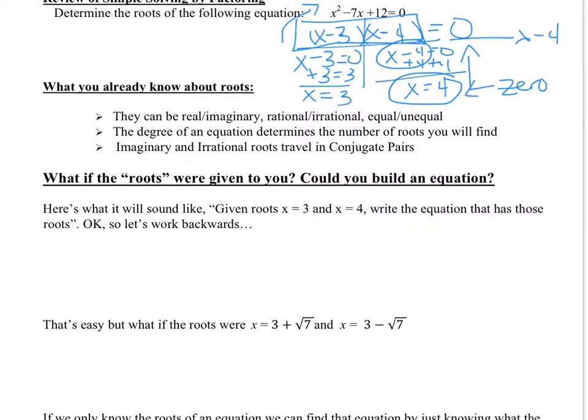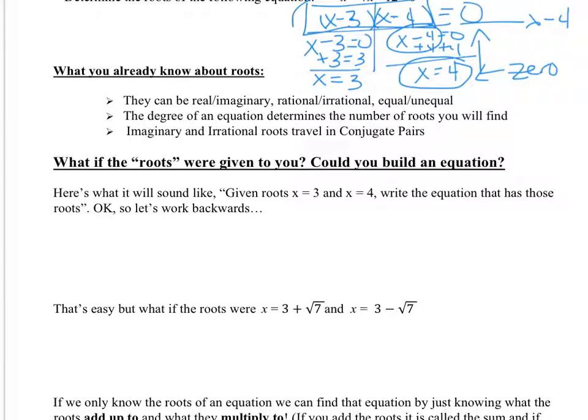Okay, so you already know that roots can be real, irrational, rational. They can be the same. You can have zeros as roots, 2 zeros or 2 x minus 2's or whatever. You get the idea. The degree of an equation determines the number of roots. We say this all the time. If it's a 4th degree equation, you have 4 answers. So now it's going to be useful.